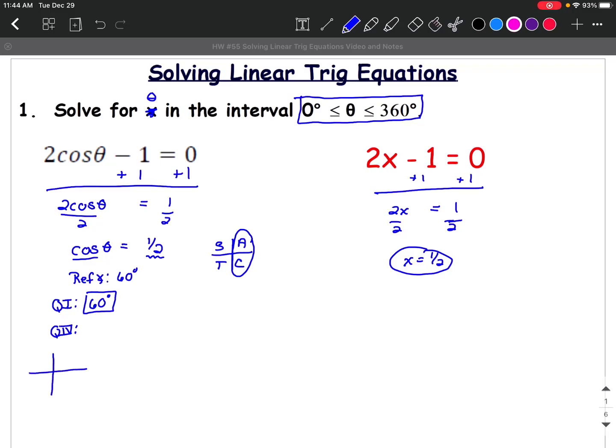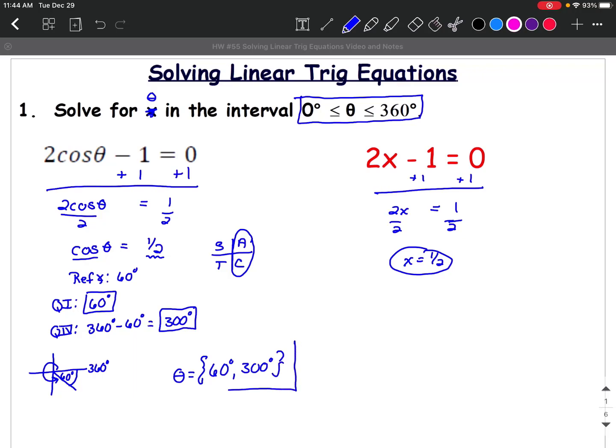If we're in the fourth quadrant, however, and we're 60 degrees away from the x-axis, which is 360 degrees, we have to figure out how far around did we go. So we would say 360 degrees minus 60 degrees is 300 degrees. Now we have our second angle. And now we can say that theta can be 60 degrees and 300 degrees.